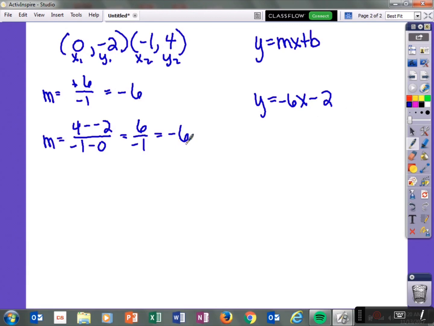Okay? So 4.1 was when it basically gave you everything you needed, right? 4.1 is when one of the points has a 0 as its x. 4.2 is when none of the points have a 0 as its x. Alright? Neither of those points have a 0 as its x, do they?